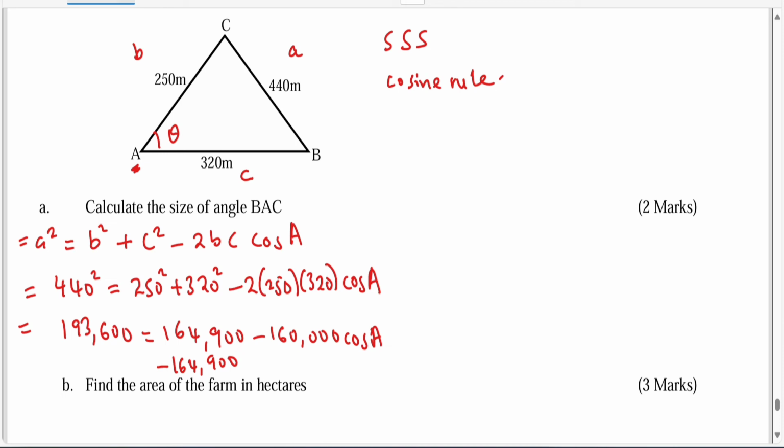So you subtract on both sides. So itakuwa 193,600 minus 164,900. And after that, what do you get? Look at it carefully.